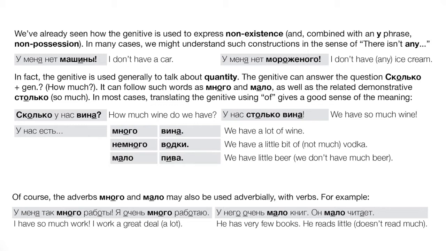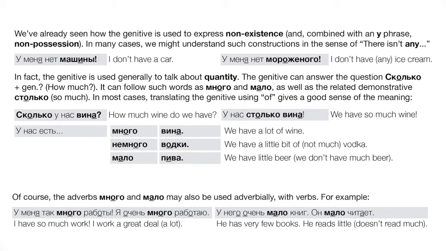Other expressions you've probably heard already: много, немного, мало. У нас есть много вина, we have a lot of wine. У нас есть немного водки, we have not much of vodka, so a little bit. Or we have little beer. У нас мало пива. Много вина, немного водки, мало пива. So look at that last one, for example. Little of beer. I guess we could translate that literally. Мало means a little, not much. Мало пива. Okay, so all those nouns are in the genitive. Anyway, I think this is fairly obvious.